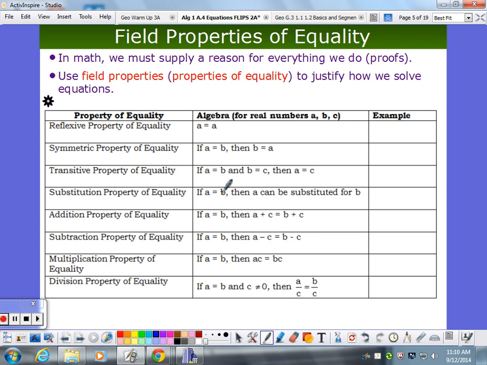The reflexive property of equality just says, if you have A and it equals A, yeah, that's true. That's like saying 6 equals 6. And we get to that reflexive property when you do the verification step, right?